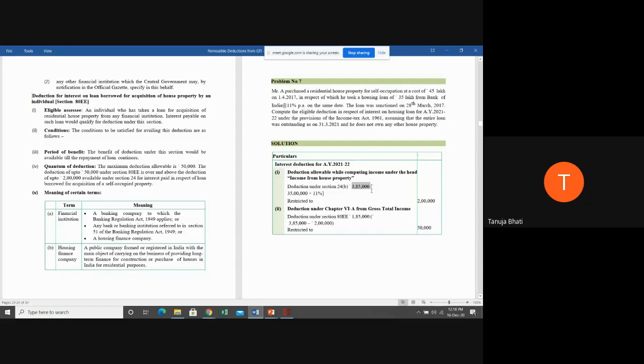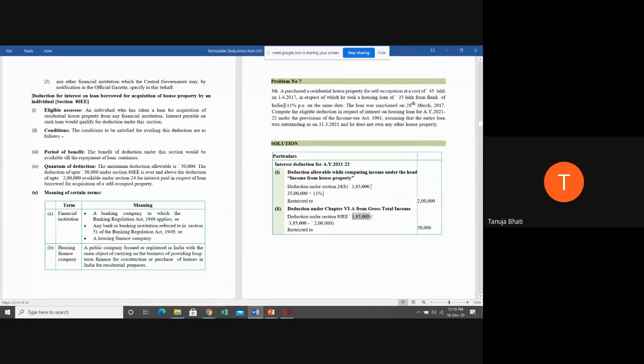Total interest he is paying is 3 lakh 85,000, but he will not get the full 3 lakh 85,000 because under the head income from house property, the maximum he can claim is 2 lakh. Now, deduction under Chapter 6A. Under 6A, that is under section 80EE, he is going to get a deduction of how much? 50,000 is the maximum. So out of 3 lakh 85,000, 2 lakh he has already claimed as a deduction under the head income from house property. Remaining is 1 lakh 85,000.